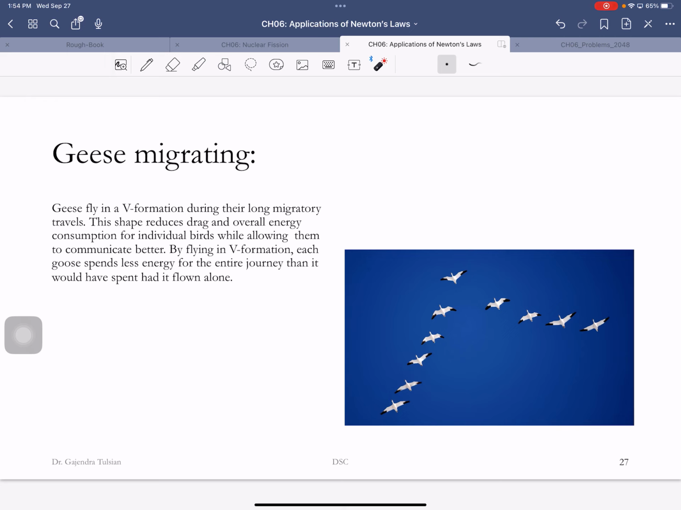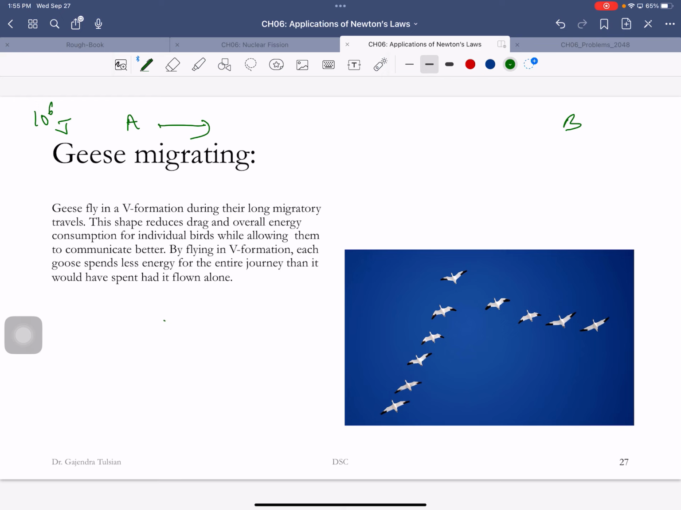So we learned about drag forces and stuff like that. And if you were a bird, this would be very important for you to know. For instance, if you're a goose and you're migrating, you're flying thousands of miles, and you have to spend a lot of energy to fly from point A to B. If you flew by yourself, I'm just going to make up numbers, a million joules of energy to fly from point A to B, solo flight.